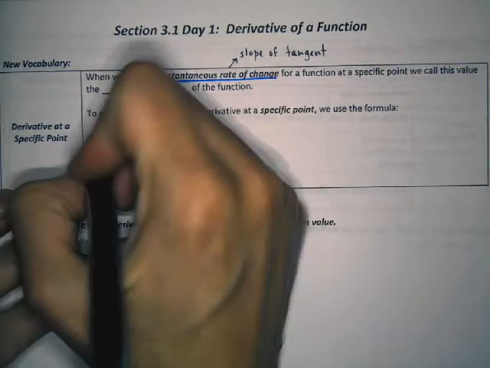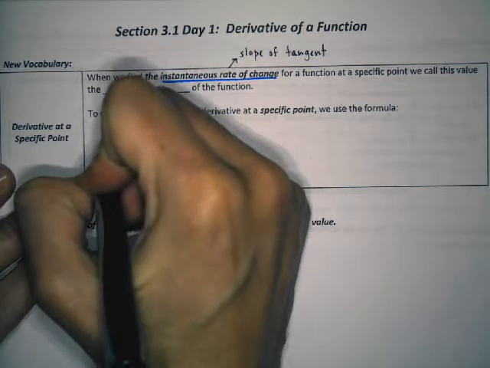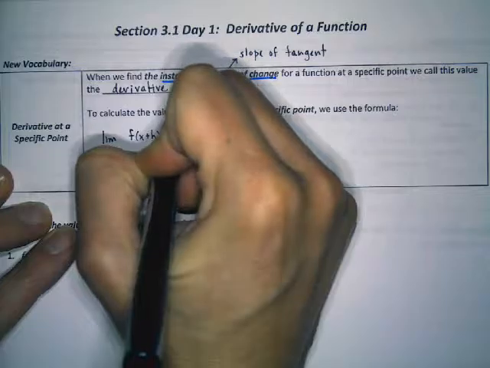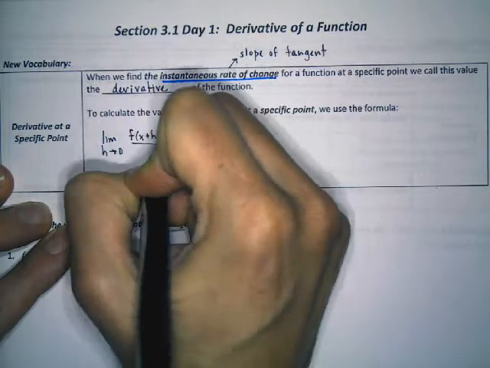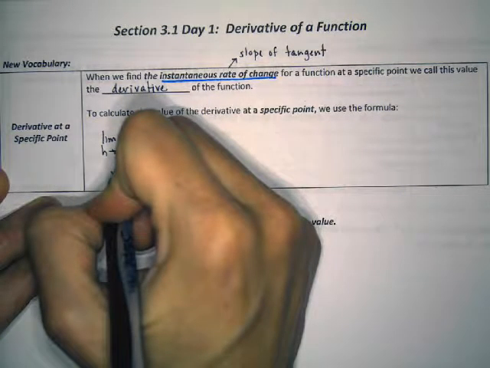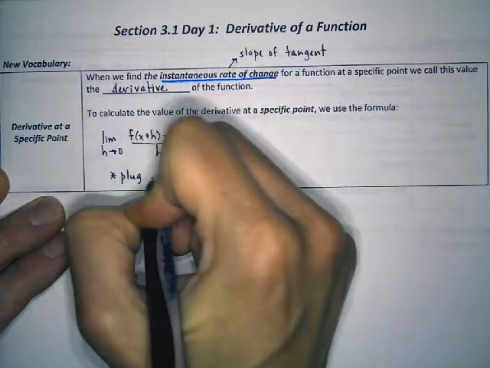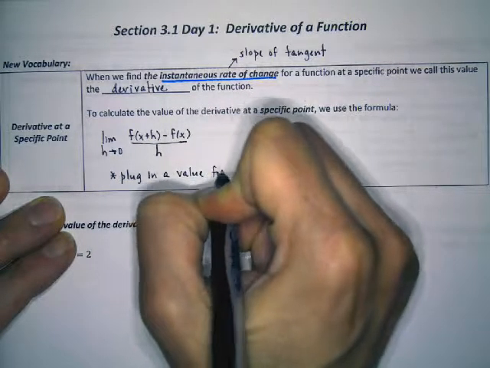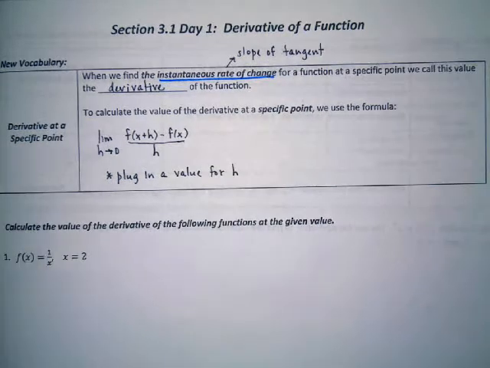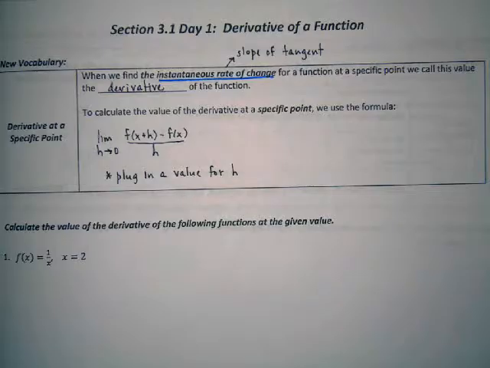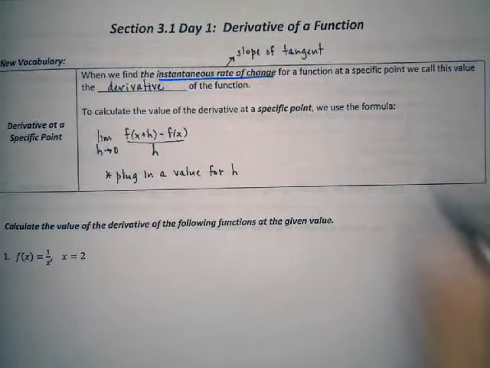And so when we've been calculating the slope of the tangent, which again now we're calling the derivative, we've been using this formula, which was the limit as h approaches 0 of f of x plus h minus f of x over h. And when we've been finding it at a specific point, we've been plugging in a value for x. Okay, so for example, if we were finding the slope of the tangent at the point x equals 1, then we would plug in 1 for x. We can still use that formula.